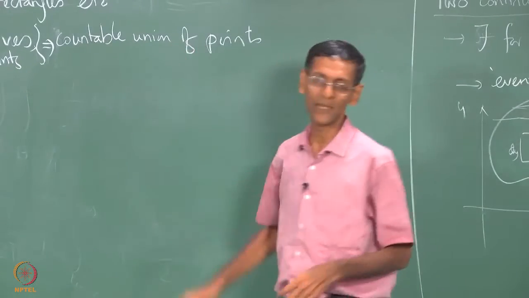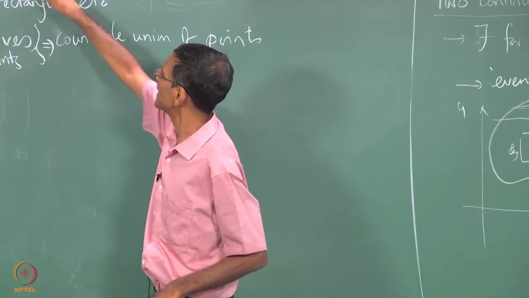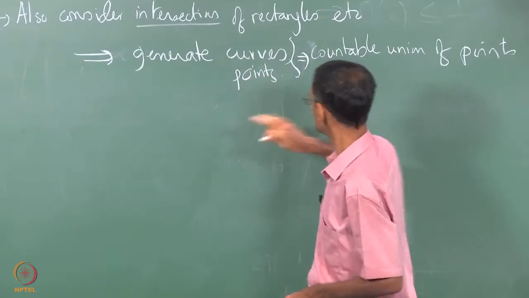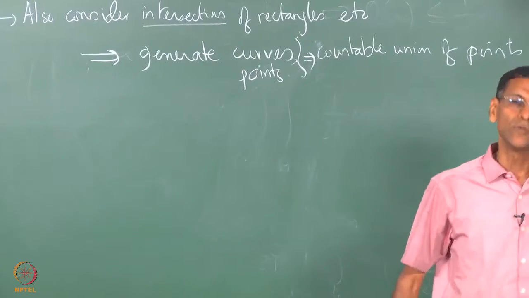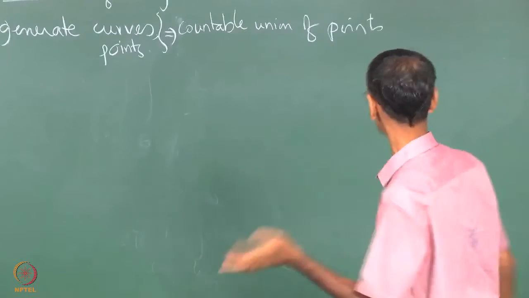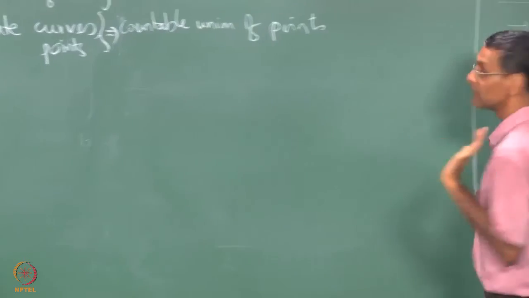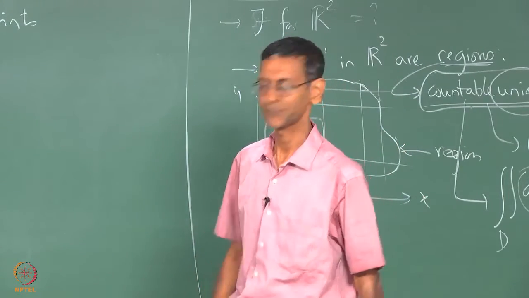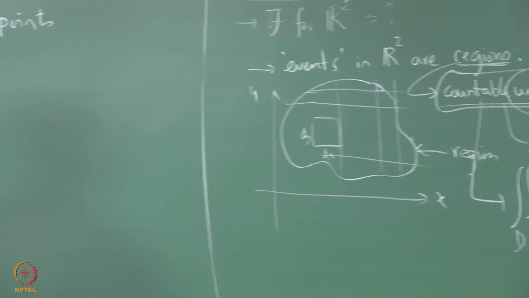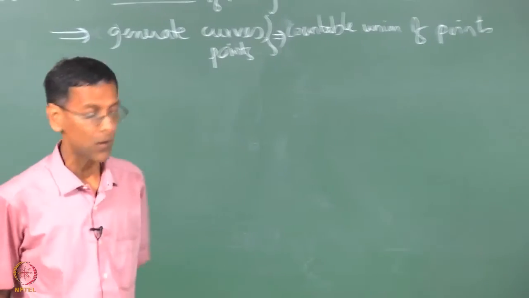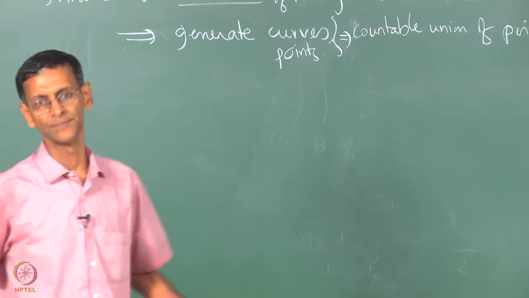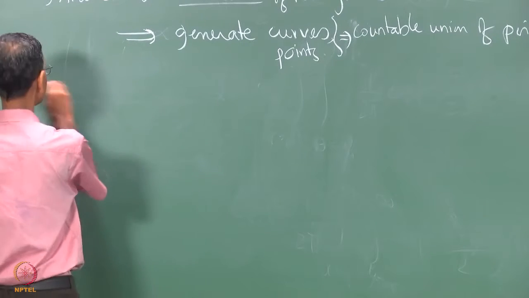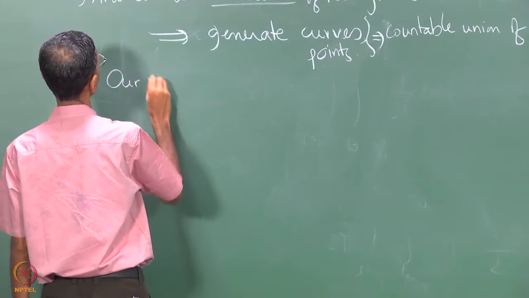It includes the union of points, it includes curves, and it includes any complicated combination of regions and points and so on. So obviously you can generate an enormous variety, almost everything of engineering interest can be generated this way. We are most interested, at least for right now, in regions, because that is where continuous, so our main interest is regions.